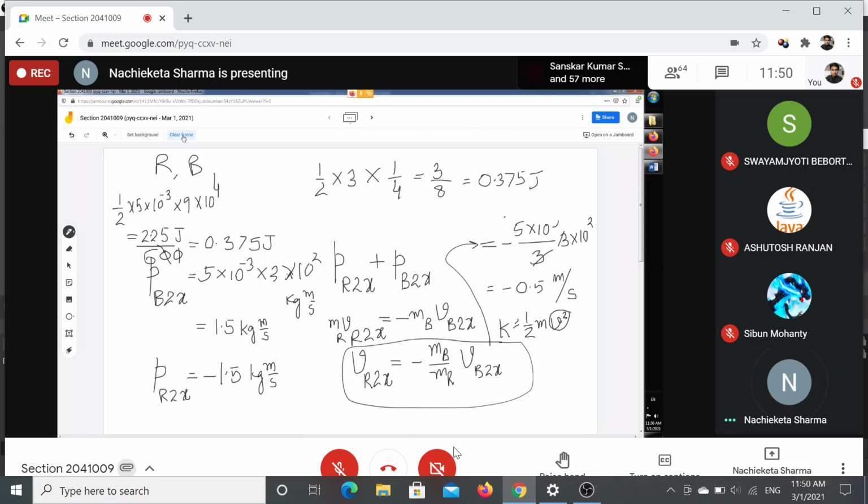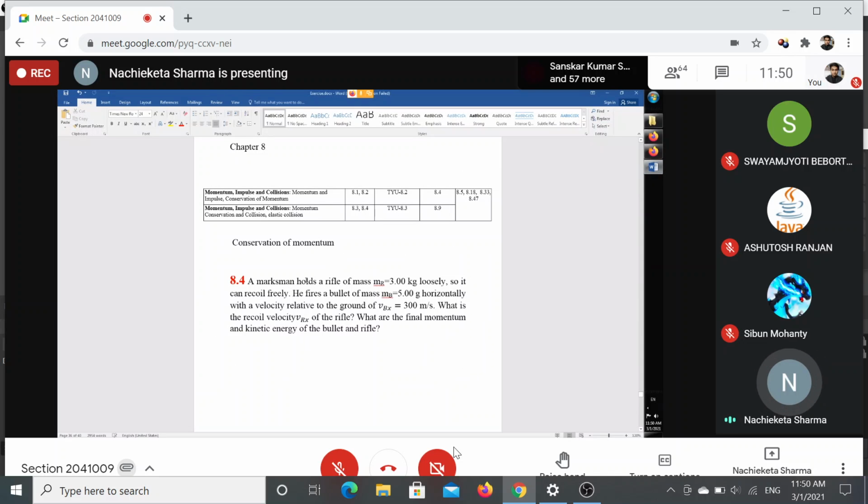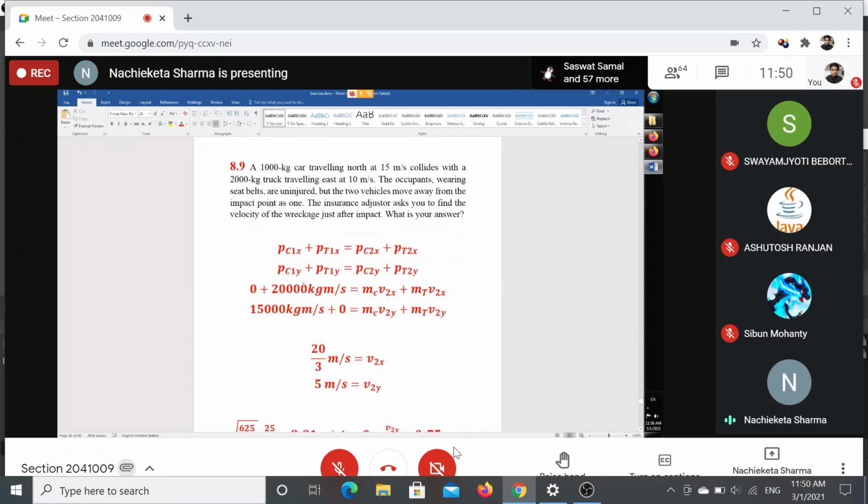Okay. Now we'll go to the second part of the example. A 1000 kg car traveling north at 15 meters per second collides with a 2000 kg truck traveling east at 10 meters per second. The occupants wearing seat belts are uninjured, but the two vehicles move away from the impact point as one. The insurance adjuster asks you to find the velocity of the wreckage just after impact. What is your answer?